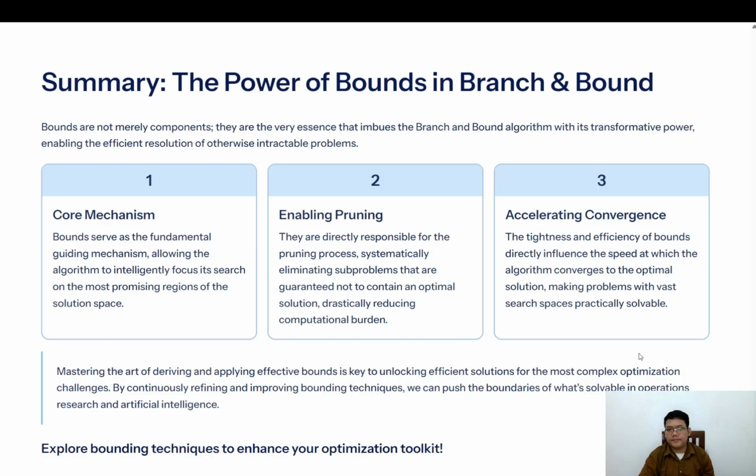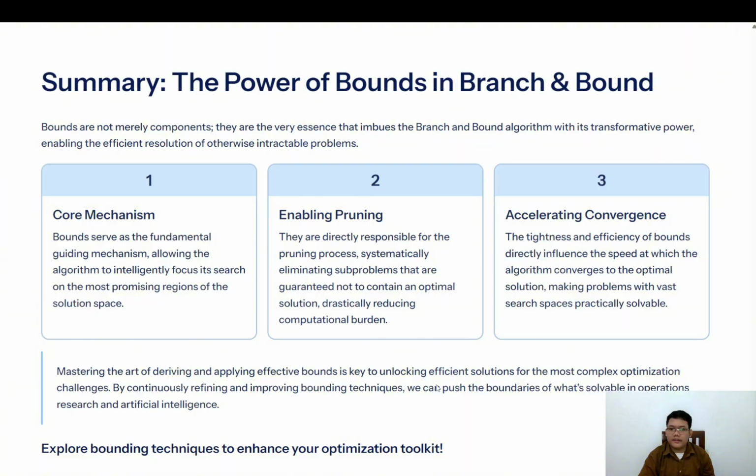Number one, core mechanism. Bounds serve as the fundamental guiding mechanism, allowing the algorithm to intelligently focus its search on the most promising regions of the solution space. Number two, enabling pruning. They are directly responsible for the pruning process, systematically eliminating subproblems that are proven not to contain the optimal solution, drastically reducing the computational burden. Number three, accelerating convergence. The tightness and efficiency of bounds directly influence the speed at which the algorithm converges to the optimal solution, making problems with vast search spaces rapidly solvable.